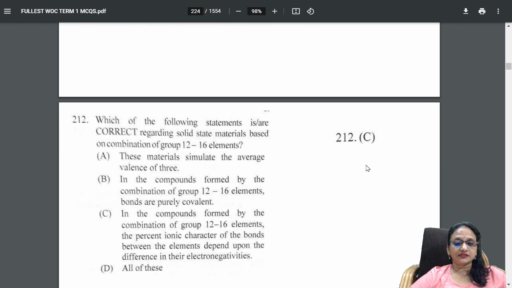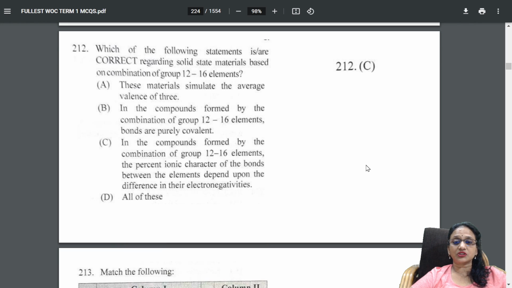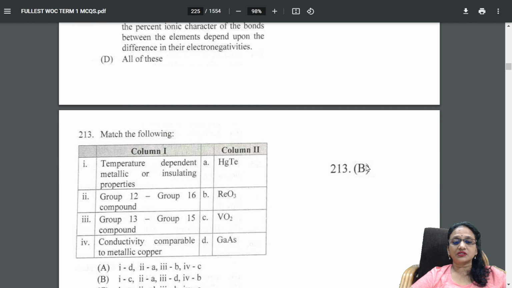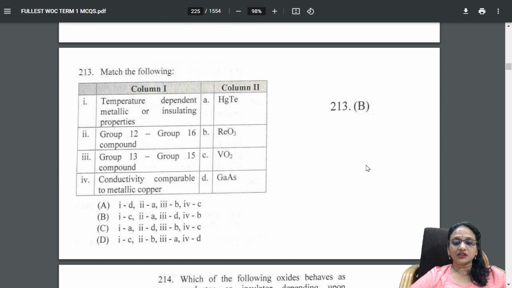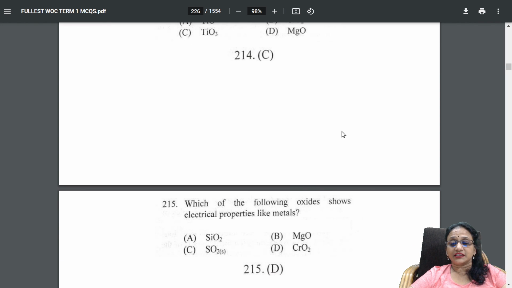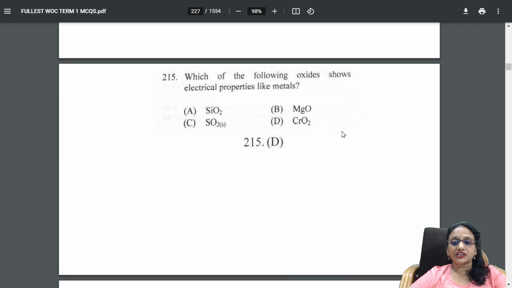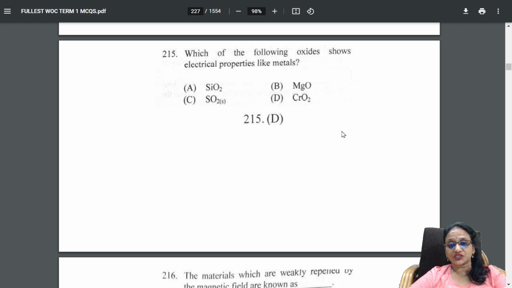And basically the last part, we're almost coming to the magnetic properties. Before that, what groups are doped? This is what they asked. Then comes doping in MCQ format. They're going to ask you again MCQs based on your examples, which acts as a conductor, which acts as an insulator. And which of the following oxides show electrical property like metals? This is one question.